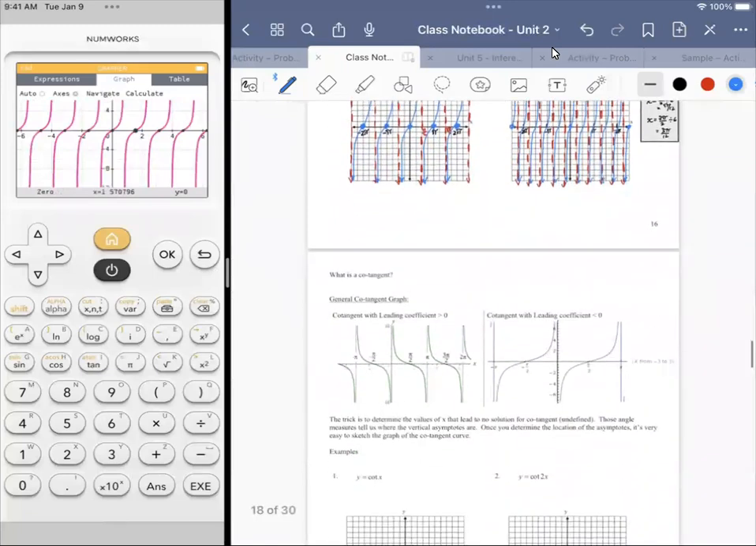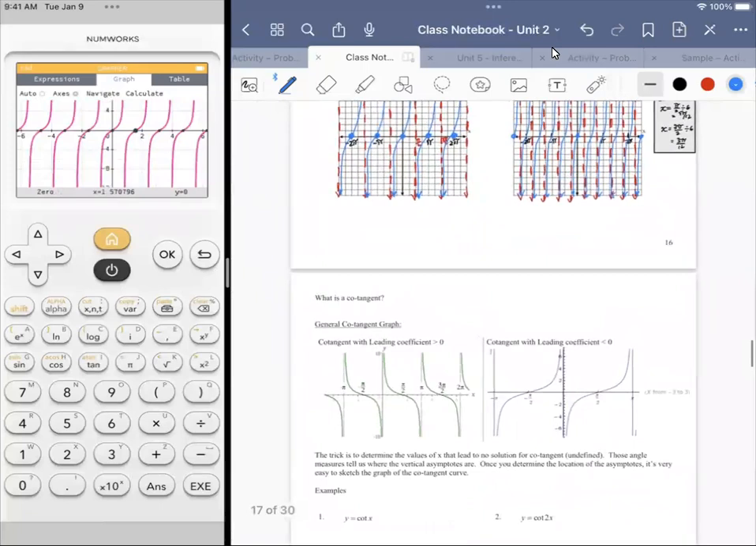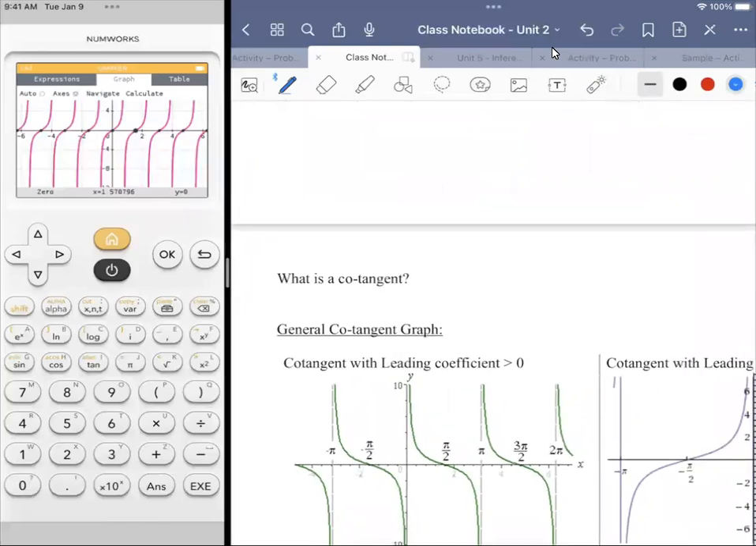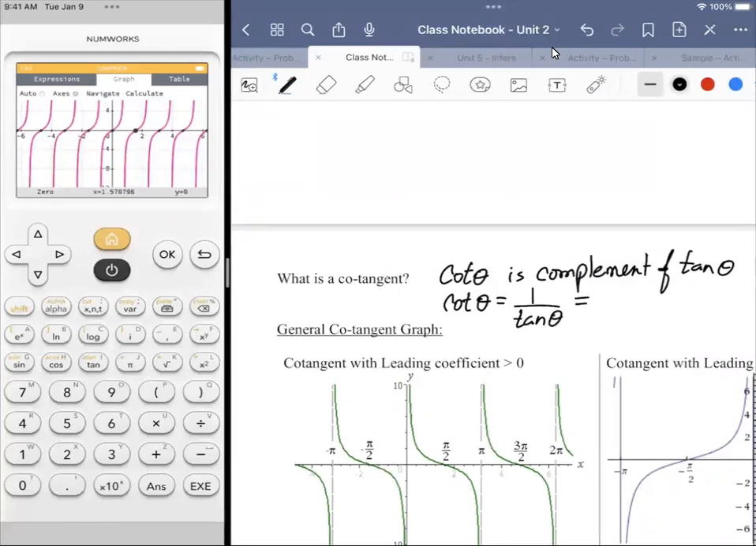All right. Now, a cotangent graph. So it's the complement of tangent. You could use that information, but we'll look at it a couple of different ways. Cotangent of theta is the complement of tangent of theta, right? But you could also look at cotangent of theta being the reciprocal of tangent of theta, which means that instead of being sine over cosine, it's cosine over sine.